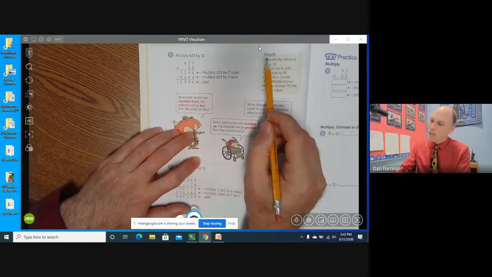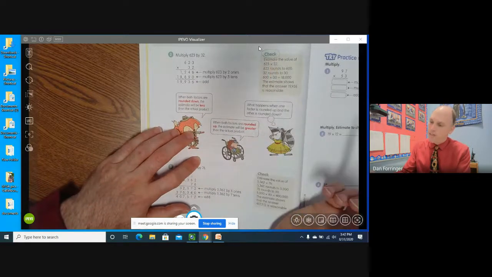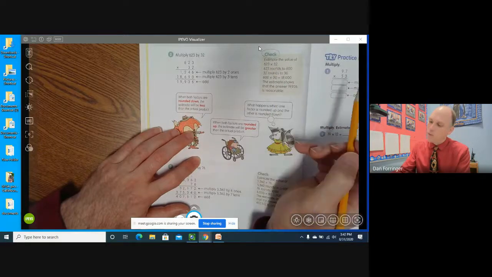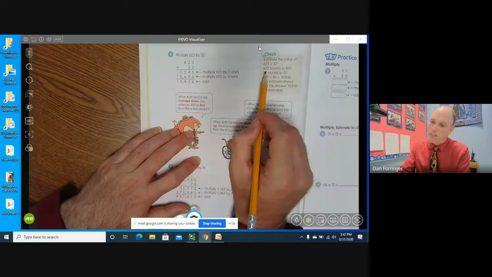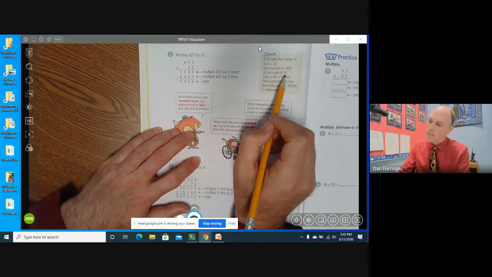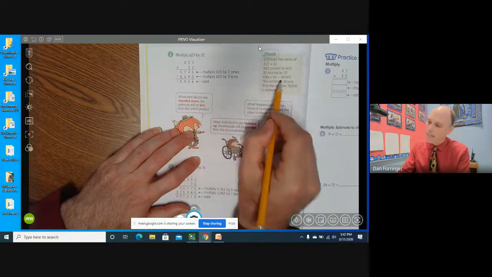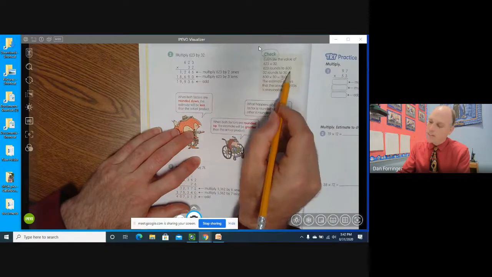The check, which is something I want you to be able to do, is off to the side here. We can estimate the value of 623 times 32 by rounding each of these numbers. 623 could round to 600. 32 could round to 30. I can multiply 6 times 3 and get 18, and then just add the 3 zeros.